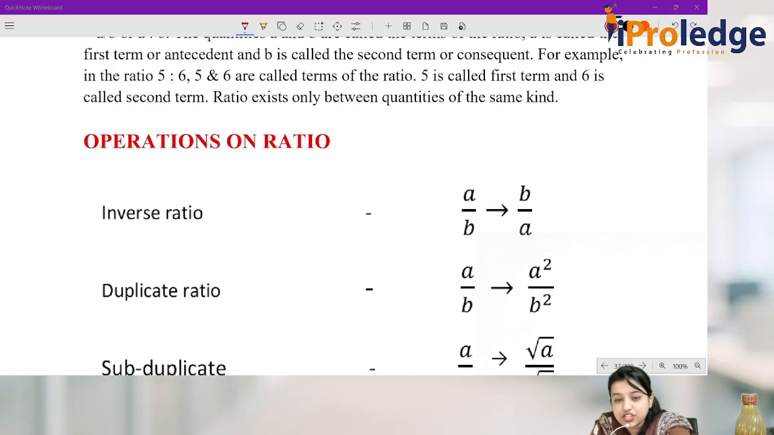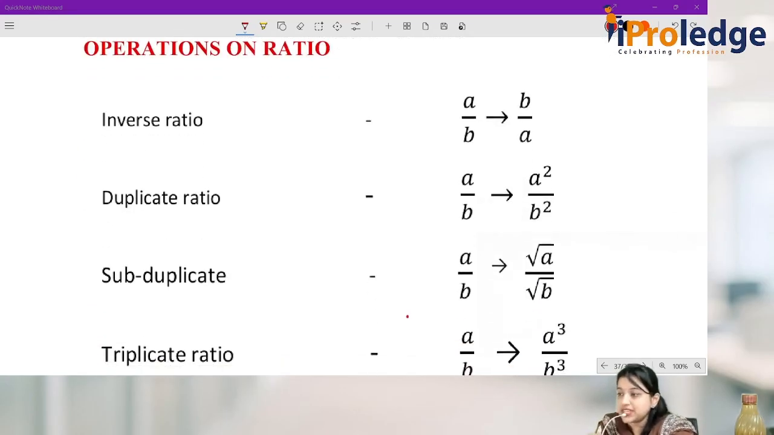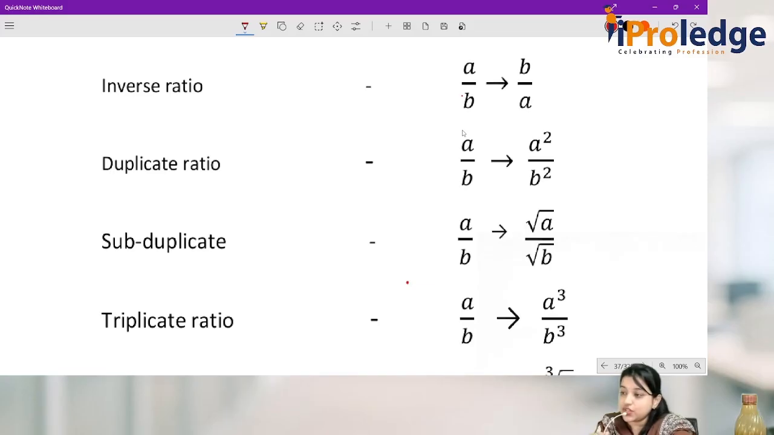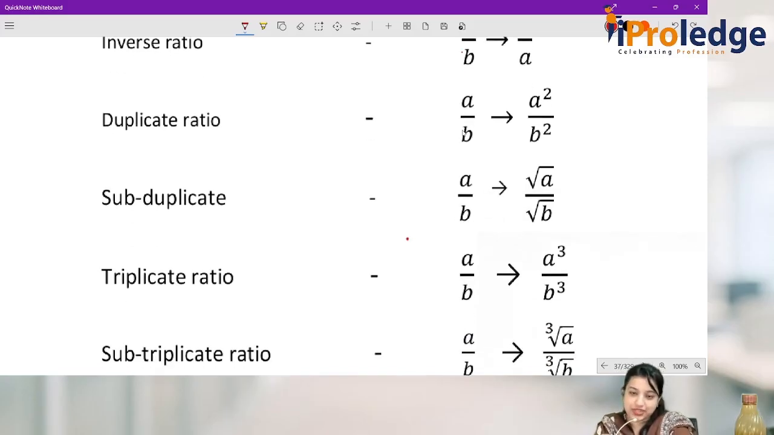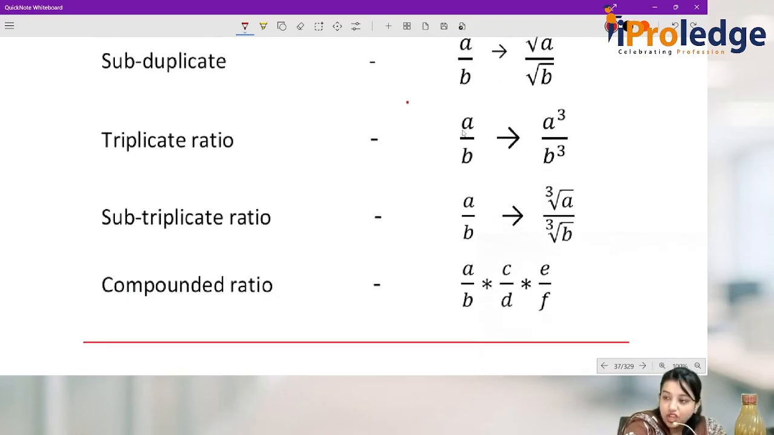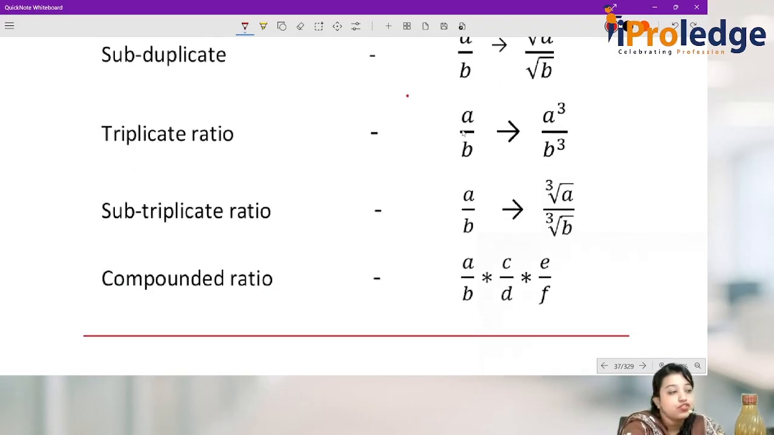Okay, and ratio, we have some properties. Inverse ratio, that is A by B is written as B by A. Duplicate ratio, A by B is written as A square by B square. Subduplicate, square root. Triplicate, cube. Subtriplicate, cube root. Compounded means you have to multiply the given ratios. Numerator you have to multiply with the numerator, denominator with the denominator.